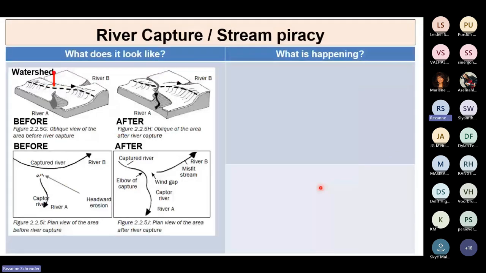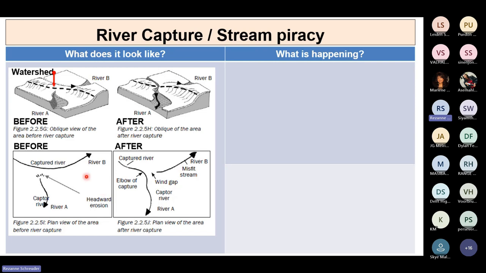Right, this is where geography gets interesting. So again, what is it? What does it look like? What happens there? What are the impacts? All the questions that geographers ask now come into play. Again, we say, look at the diagram.